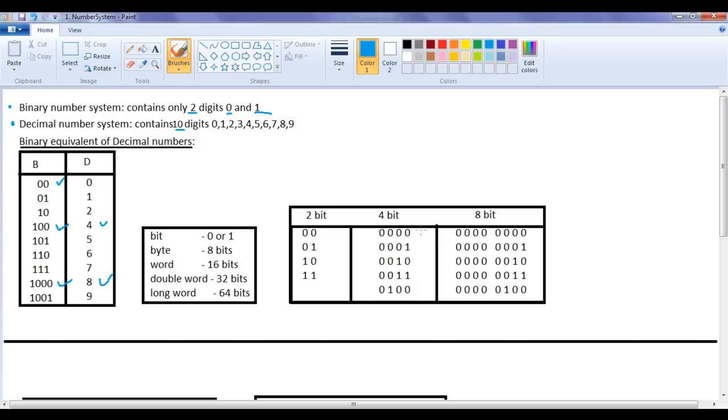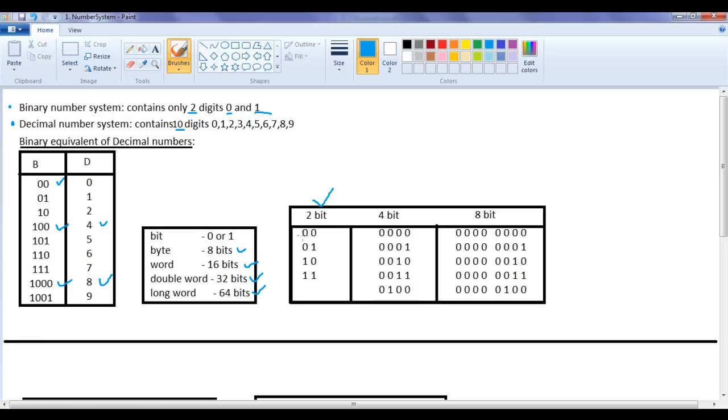A sequence of 4 bits is called a nibble, N-I-B-B-L-E. A sequence of 8 bits is called a byte. A sequence of 16 bits is called a word. A sequence of 32 bits is called a double word. A sequence of 64 bits is called a long word.